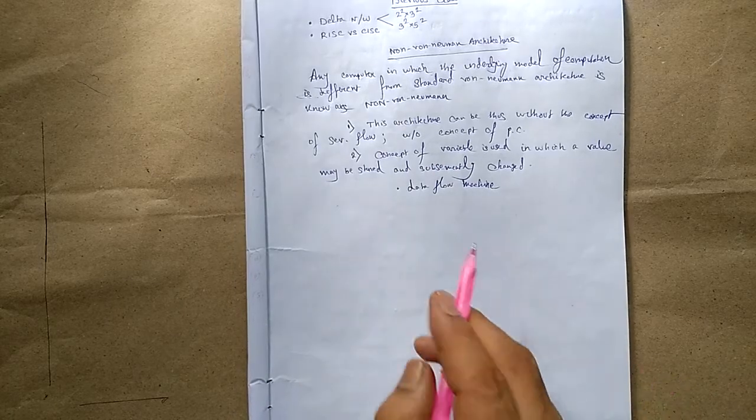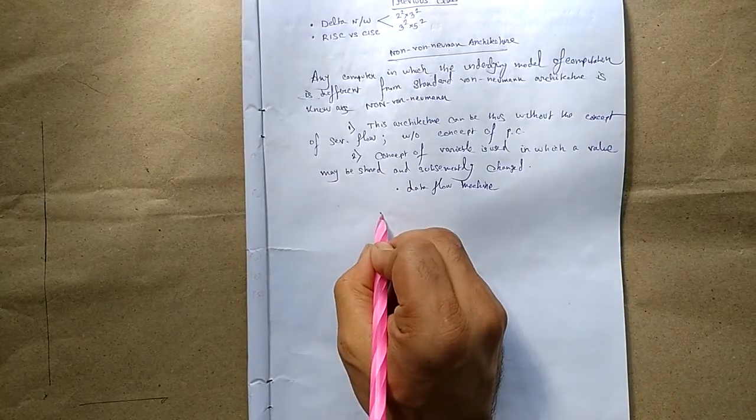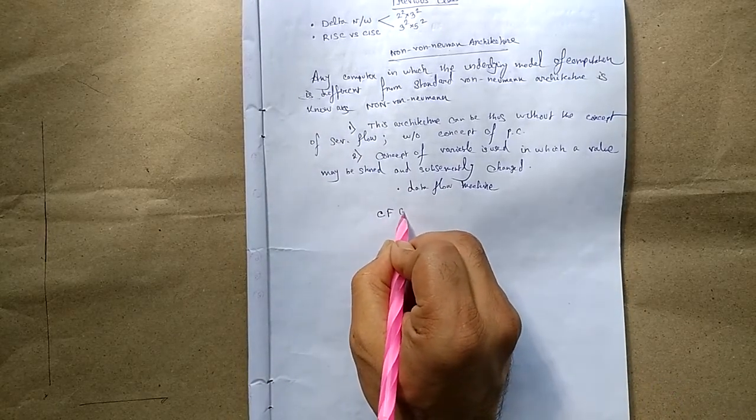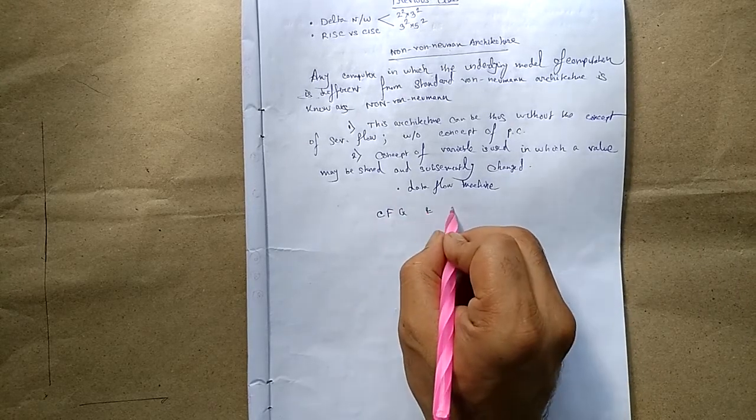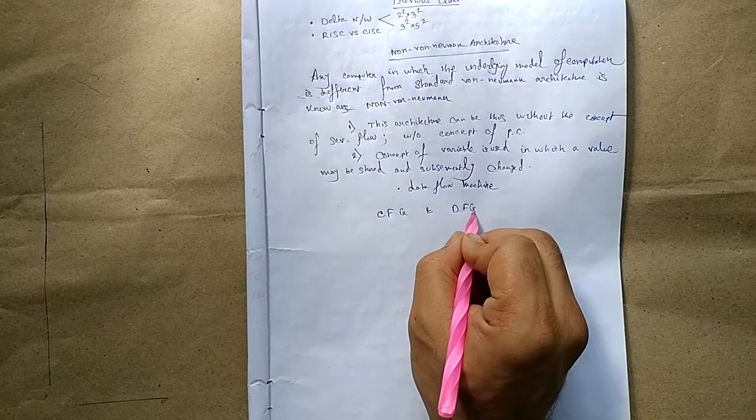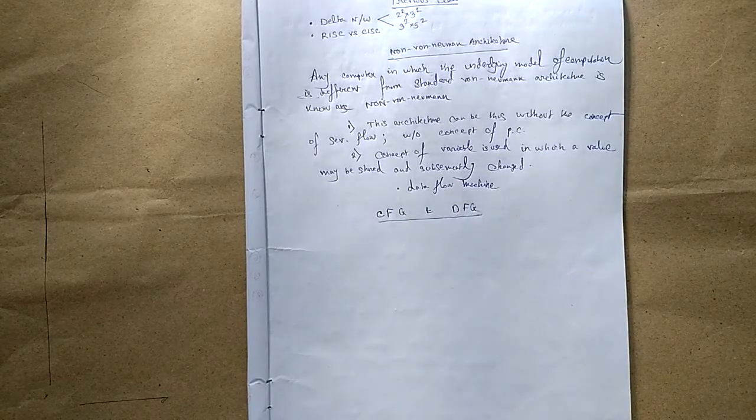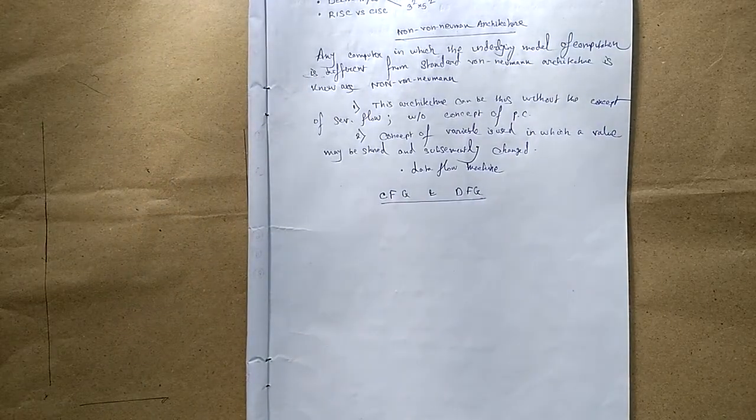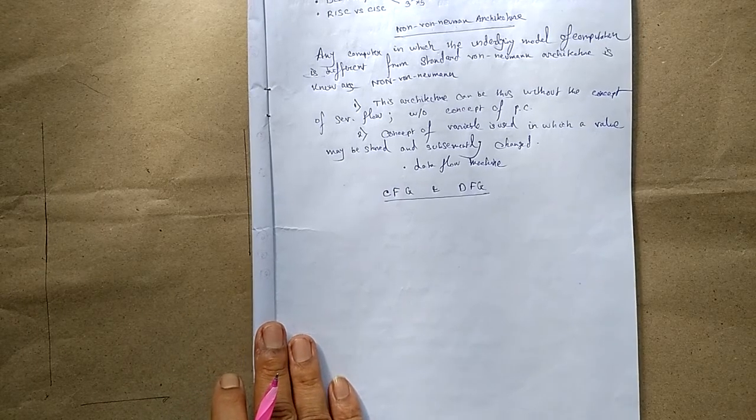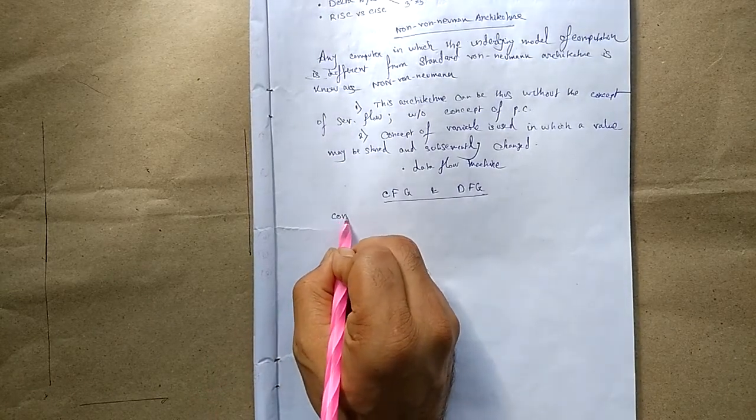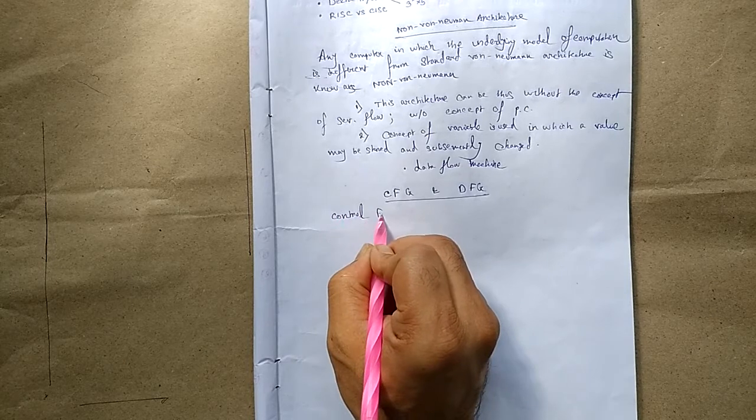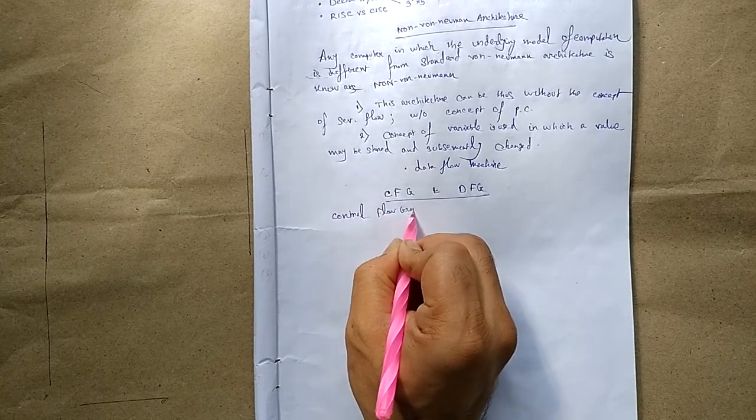Now, we'll come to another concept that is called CFG and DFG. Now, what is CFG? The full form of CFG is control flow graph, and full form of DFG is data flow graph. Now, coming to what is control flow graph?